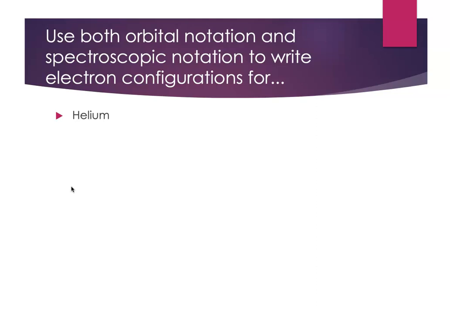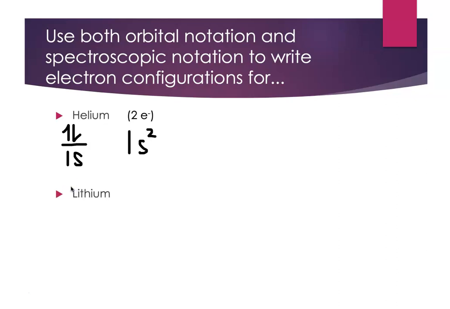So helium has 2 electrons, right? And so starting with our lowest energy orbital, the 1s sublevel, I can put 2 electrons in there if they have opposite spins. So I'm going to write 2 arrows, one up, one down. And that's what I need to write for my orbital notation. Spectroscopic notation, I would write 1s2. There are 2 electrons in my 1s sublevel, and that's what we can do for helium.